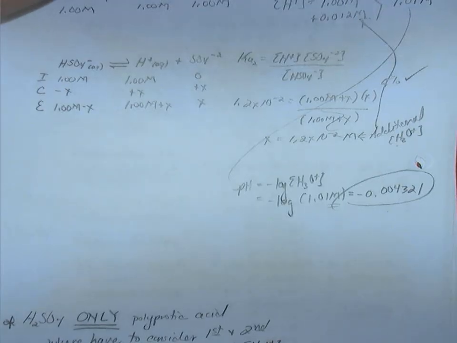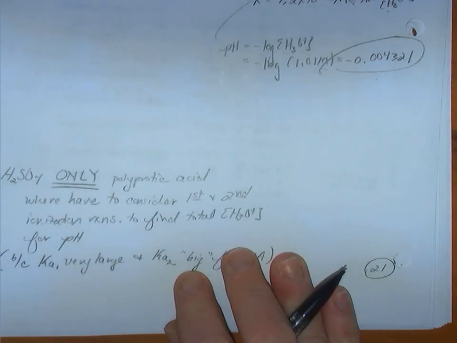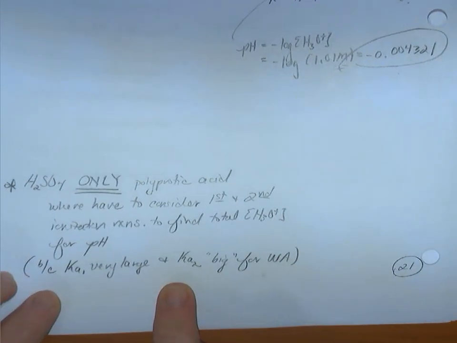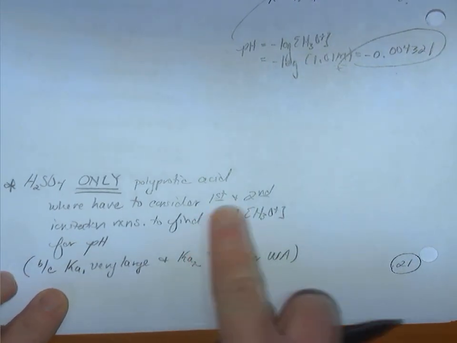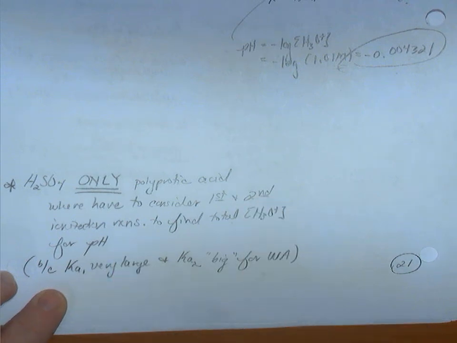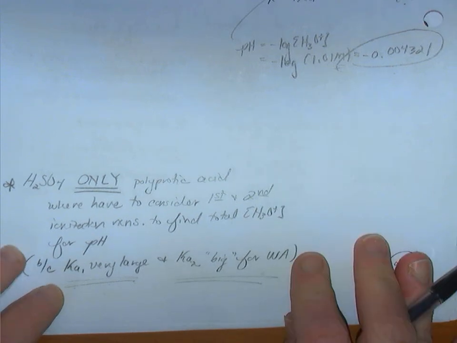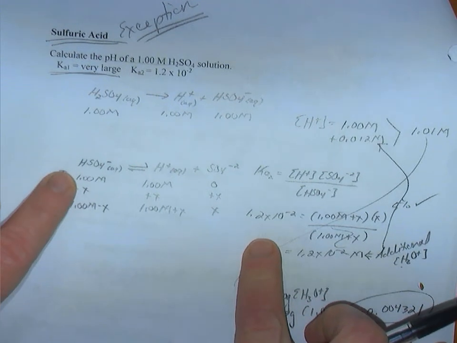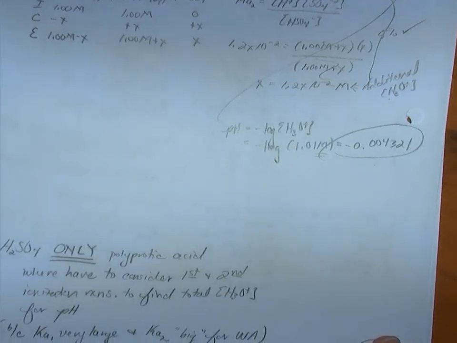So for sulfuric acid, it is the only polyprotic acid where you have to consider the first and the second ionization reactions. Why? Because complete ionization, because it's a strong acid with the release of the first hydrogen. And then the second is a pretty big Ka value for being a weak acid. Okay, that's an introduction to polyprotic acids.